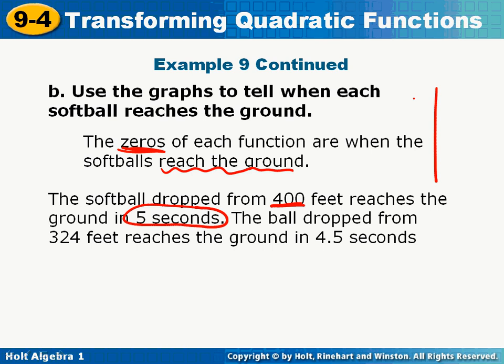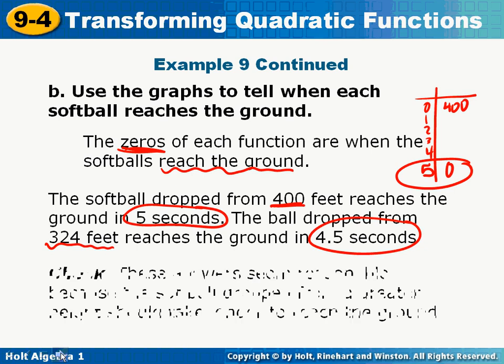Now, if you look in your table, I know you don't have a calculator, but if you look in your table, 1, 2, 3, 4, right at 5, well, it's going to start off at 400. But at 5, it's going to give you a 0. That means it's hit the ground. Okay, now the second one, 324, is going to reach the ground in 4.5 seconds.